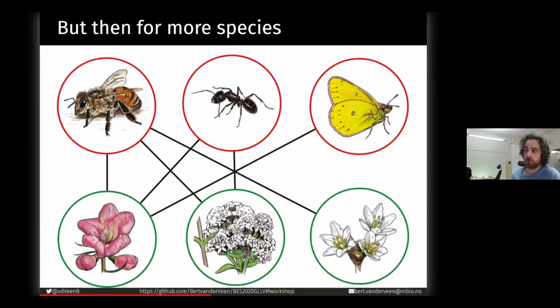And then we want to do it for a lot of species at the same time, right? So this is a very classical image where we have a bee, an ant, and a butterfly, and they utilize these different flowers. Because the bee, the ant and the butterfly all three utilize this flower, we can consider how they can perhaps directly or indirectly affect each other by using that resource.